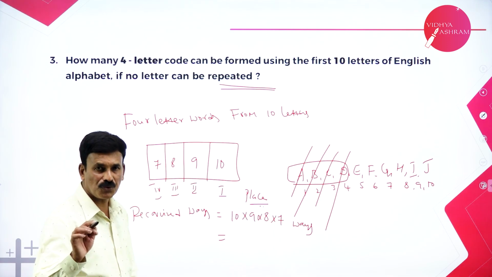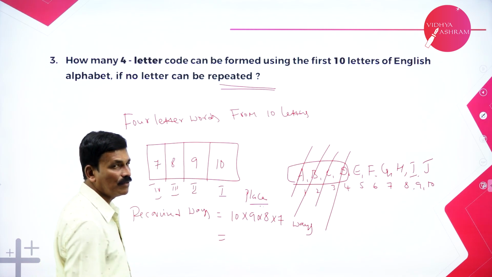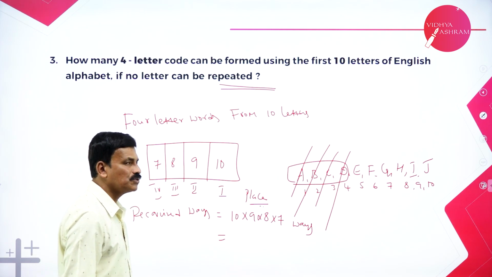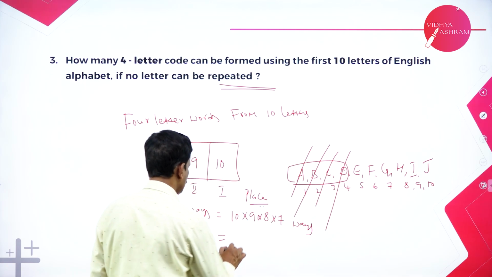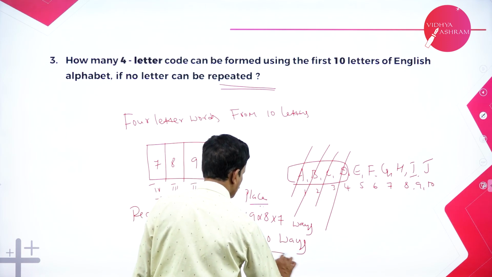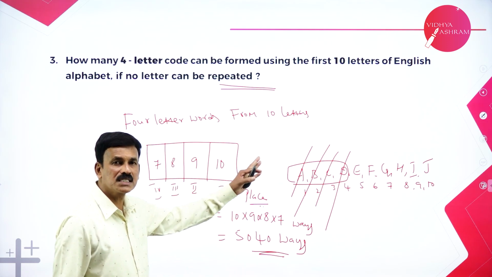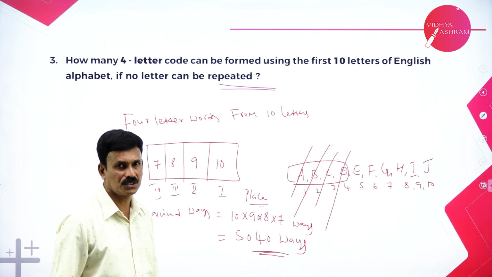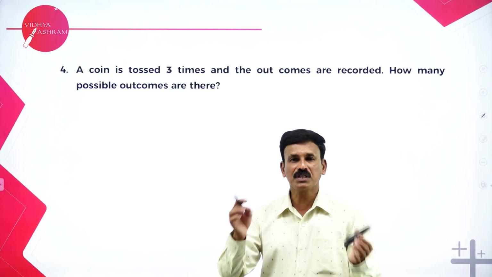Therefore the required number of 4-letter words is 10 into 9 into 8 into 7. Simplify, and if you multiply, you will get 5040 ways. So the required 4-letter coded words with these 10 letters number 5040 ways, provided repetition is not allowed. Move on to the next problem.